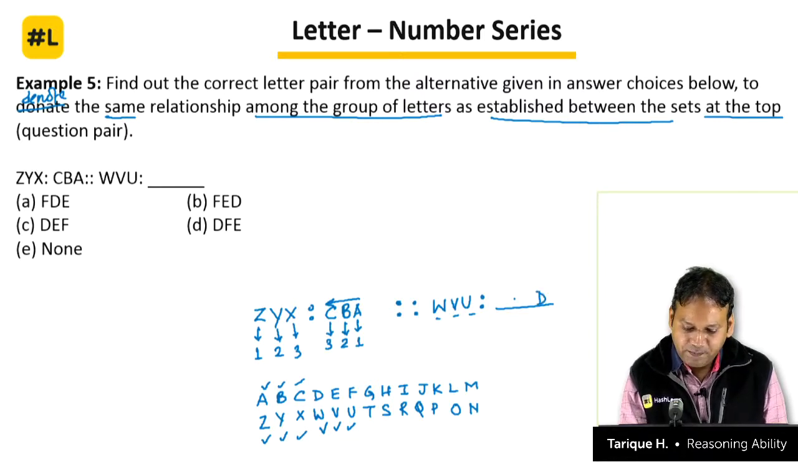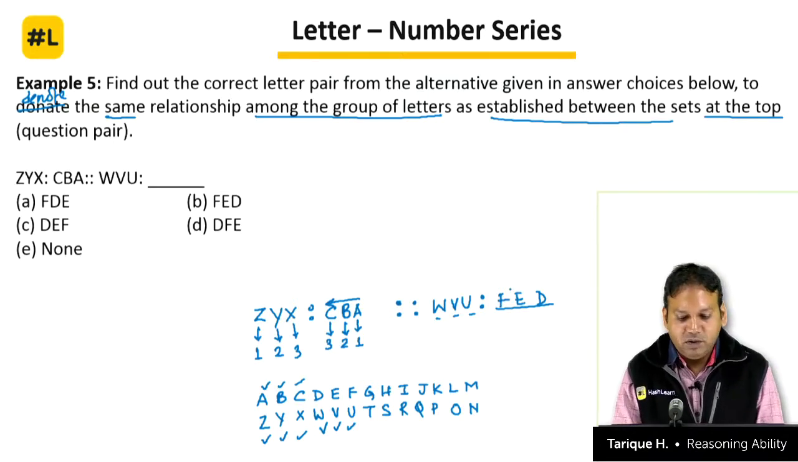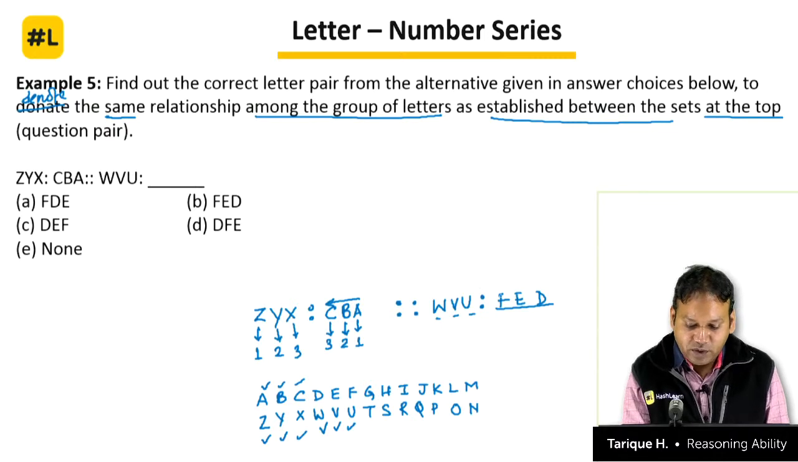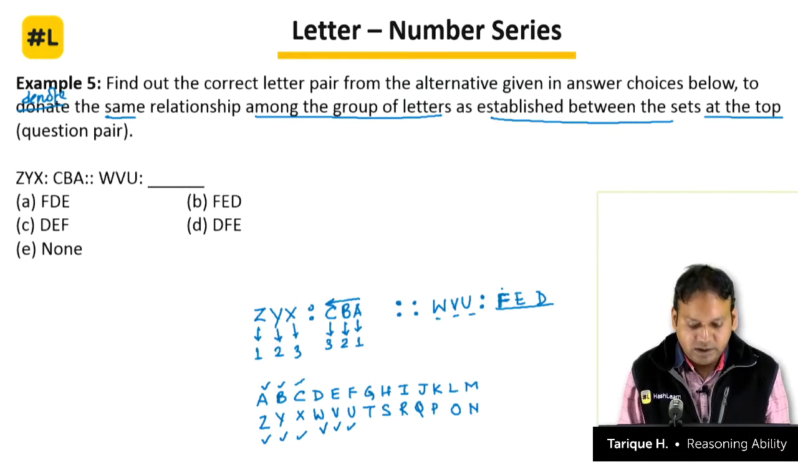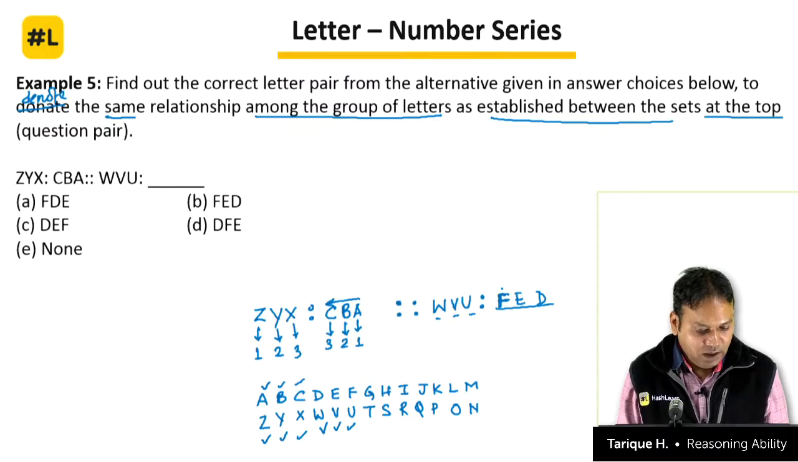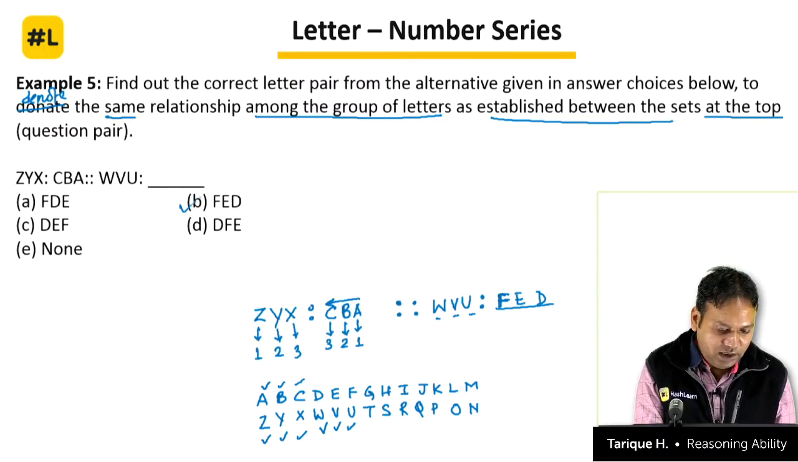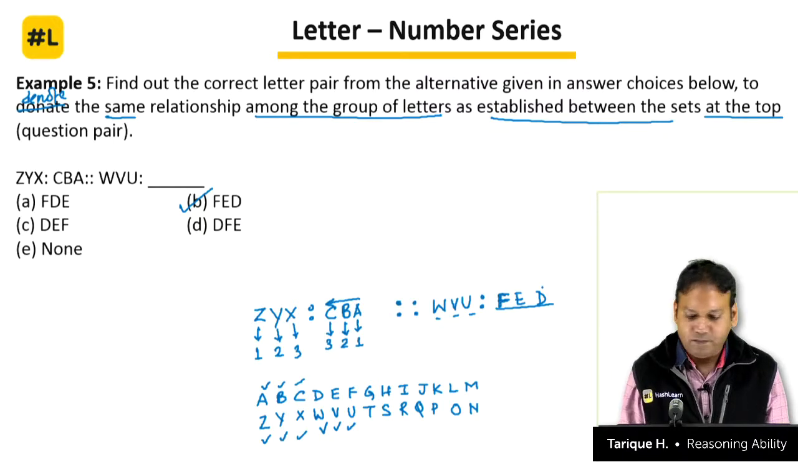So what will be the answer? D, E, F. Clear? So that will be your answer. W, V, U will be related to which 3? D, E, F, based on the concept of opposite letters and the relationship between Z, Y, X and A, B, C. So the answer here will become D, F, E.